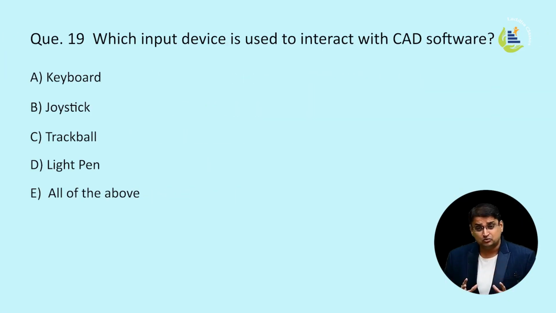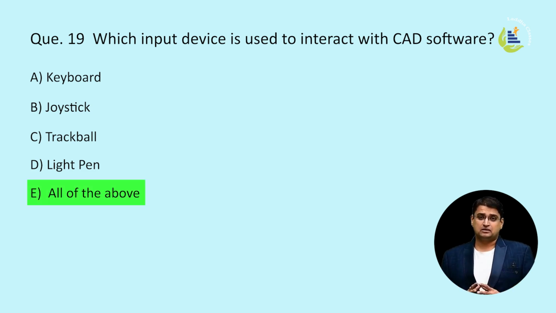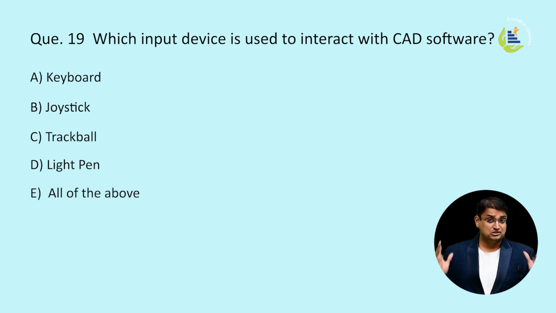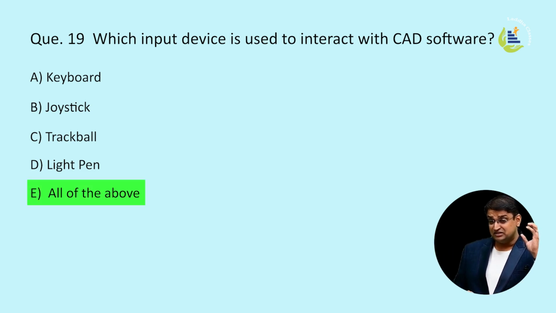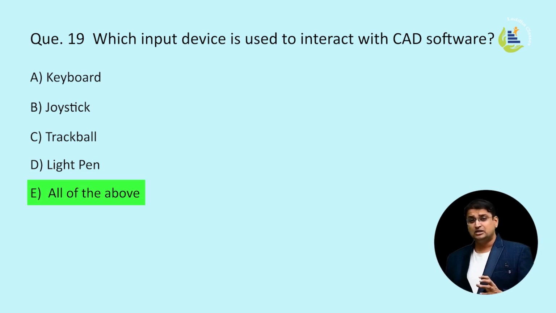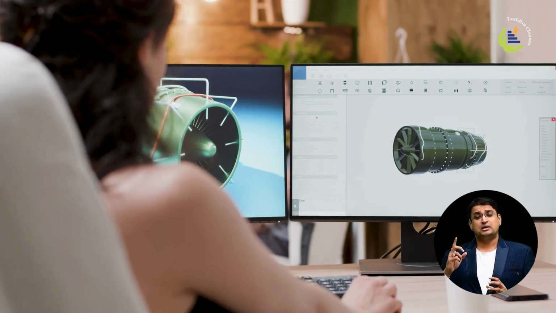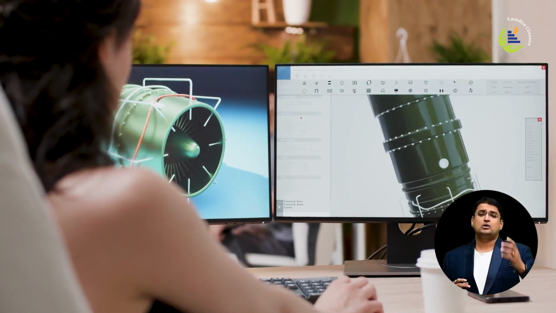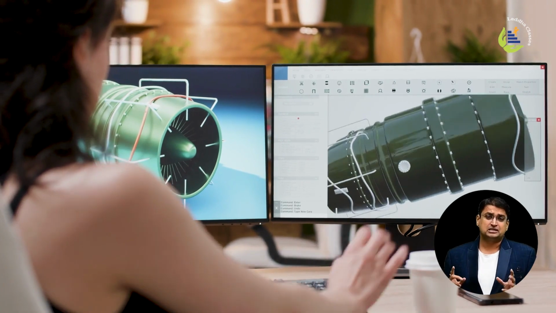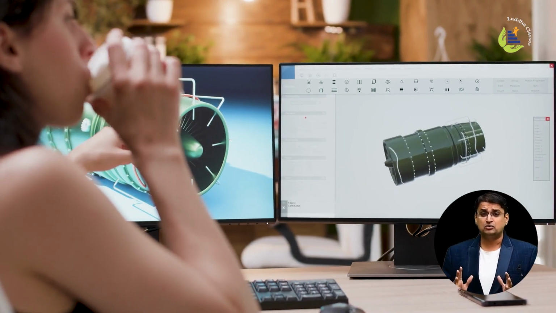Question 19. Which input device is used to interact with CAD software? Options are keyboard, joystick, trackball, light pen, all of the above. Correct answer option is E, all of the above. Because CAD software can be interacted with using various input devices, including keyboards, joysticks, trackballs, and light pens, depending on the user's preferences and requirements. CAD software often uses a combination of devices, so using just one option like a keyboard or joystick isn't the full answer.